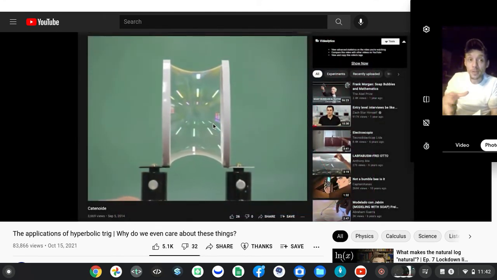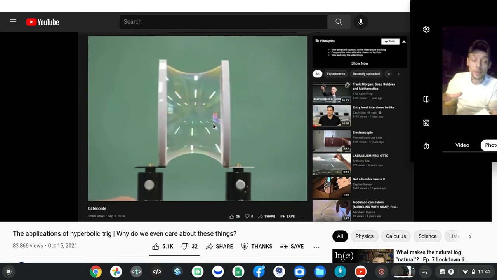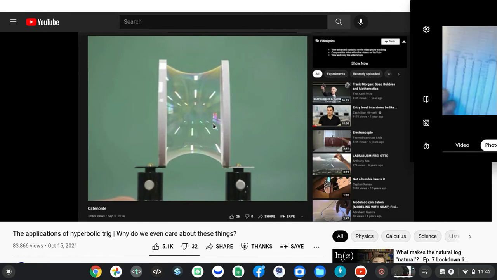Why do we get this surface and not a cylinder? Because nature sometimes likes to minimize things. And this surface for the catenoid is, in fact, known as a minimal surface.